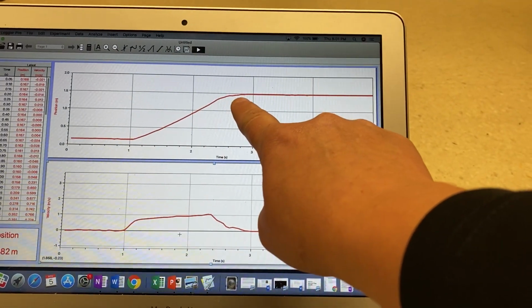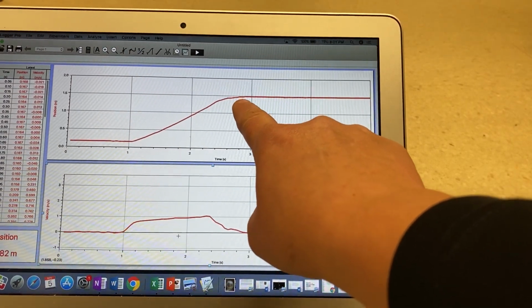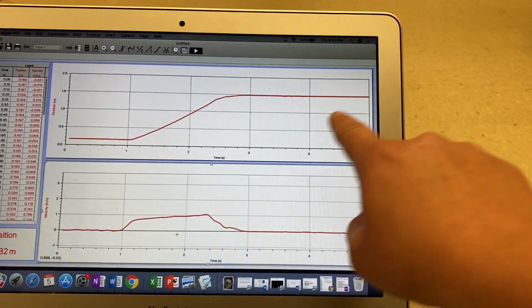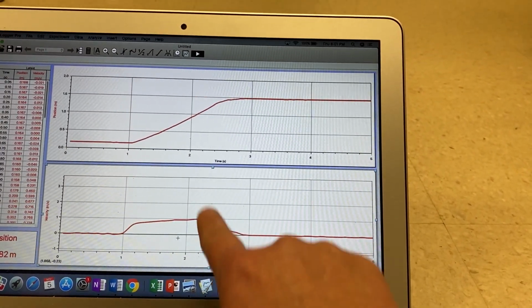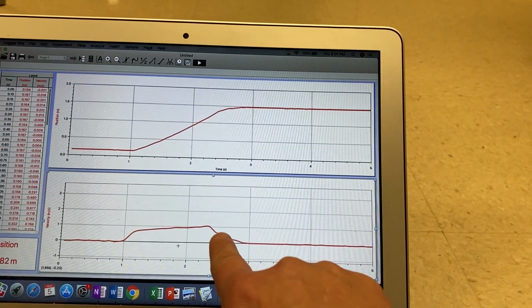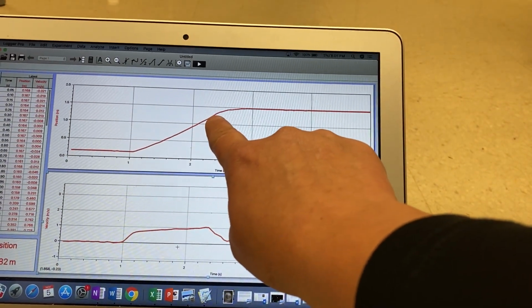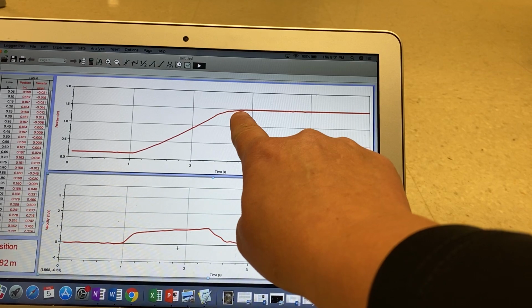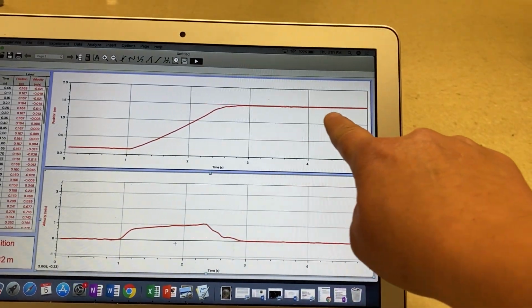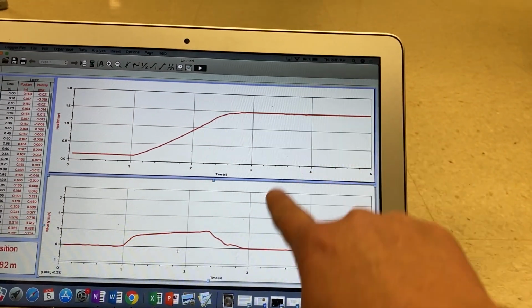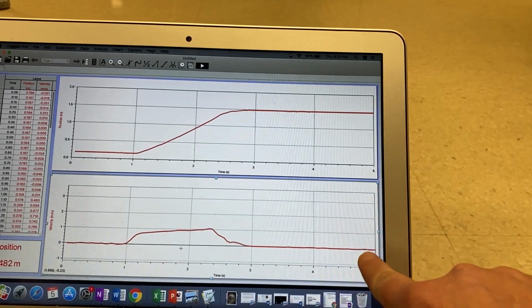Then notice that once the car stopped and stayed at 1.5 meters away, our speed decreased here, which is where we noticed our position didn't move quite as much. And then we've got our flat line here saying that we're not moving, and our velocity dropped to 0.